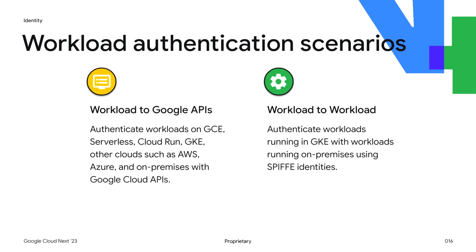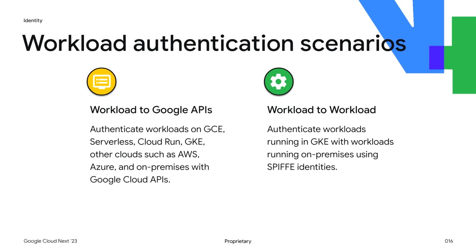All right, now let's move on and talk about workload authentication scenarios. Now, just as workforce authentication has a few scenarios, machine authentication also can have two prominent scenarios. You may have a scenario where you want to authenticate your workloads to Google Cloud APIs. So your workloads that are running on GCE, on GKE, Cloud Run Serverless, or workloads that are running on-prem or on AWS or Azure, you may want to authenticate them with Google Cloud APIs.